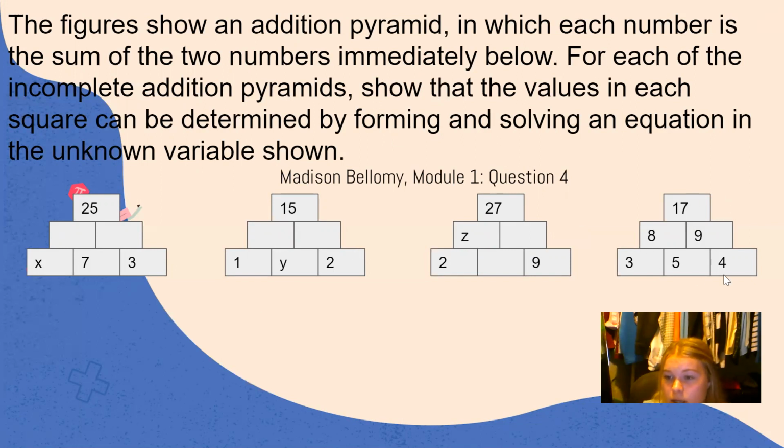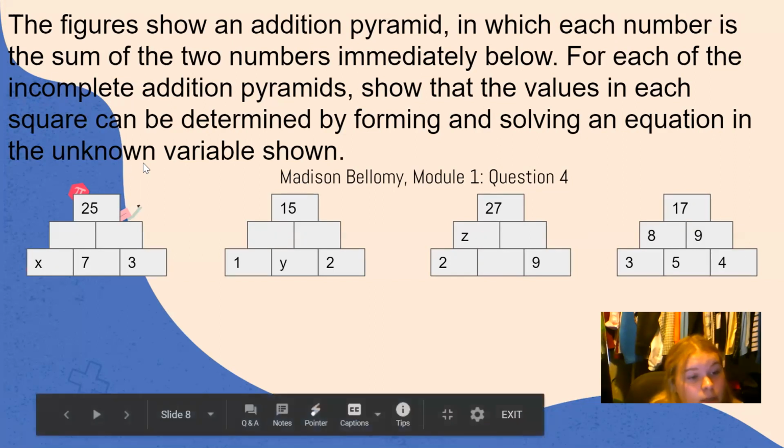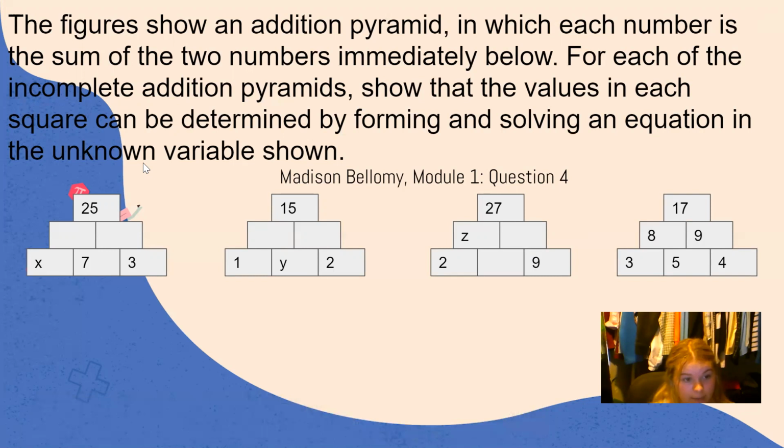This 4th pyramid here is a complete pyramid, just showing that there is progression in each level, that the box above is the sum of the boxes below. So 3 plus 5 equals 8, 5 plus 4 equals 9, and those 9 plus 8 together is equal to 17. So that's just our example box. So let's go ahead and take a look at our first addition pyramid. We have 2 blank boxes and an x in place of a number in a box.